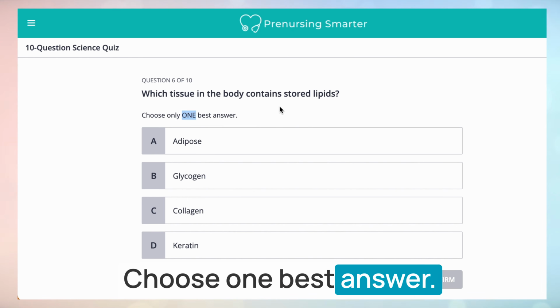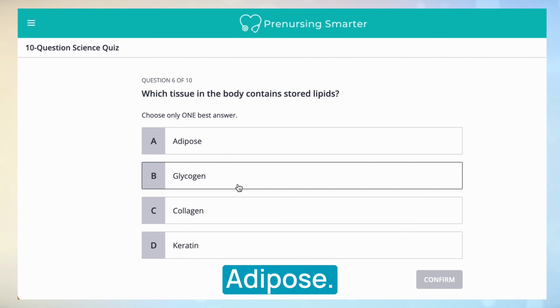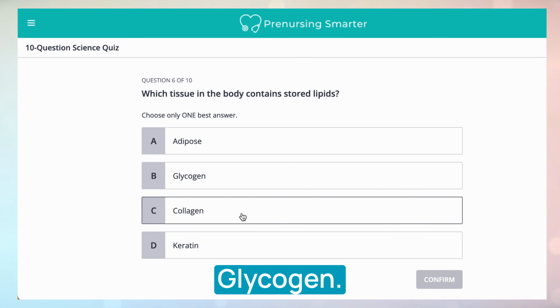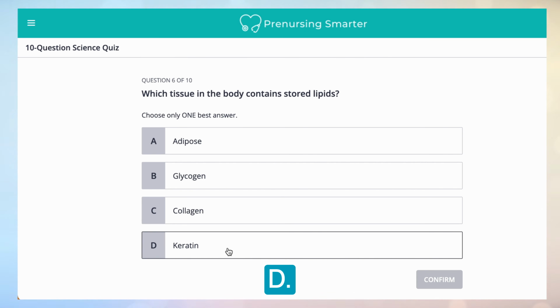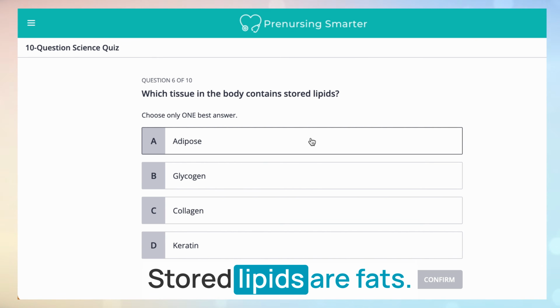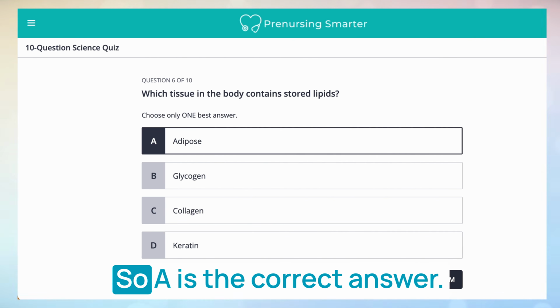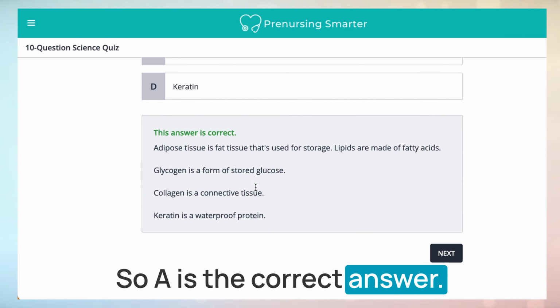Choose one best answer. A. Adipose. B. Glycogen. C. Collagen. D. Keratin. Stored lipids are fats, so A is the correct answer.